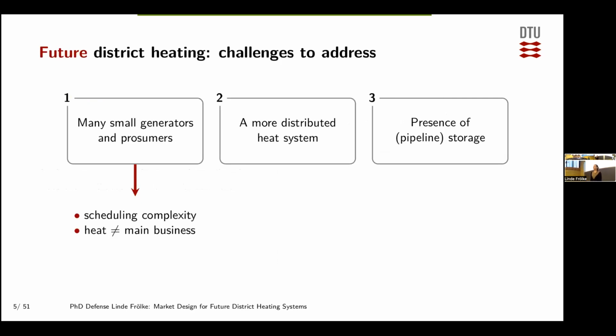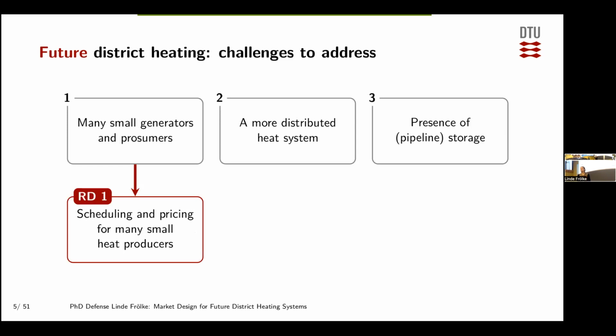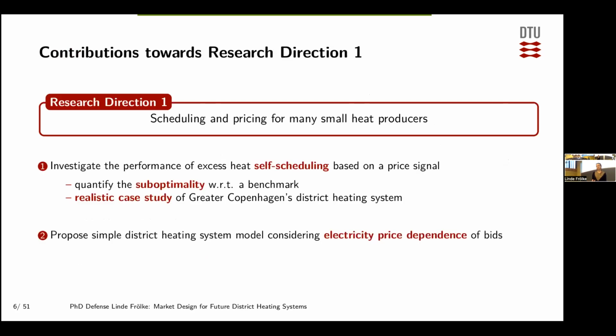In this future district heating system, we observe three main challenges that we will address in this work. The first one is that there will be many more small generators and prosumers present in this system. And this is a challenge because this increases the scheduling complexity in the system. And also some of these agents have as a special property that heat is actually not their main business. Therefore, we define as research direction 1, scheduling and pricing for many small heat producers.